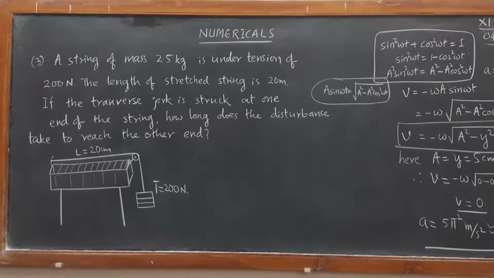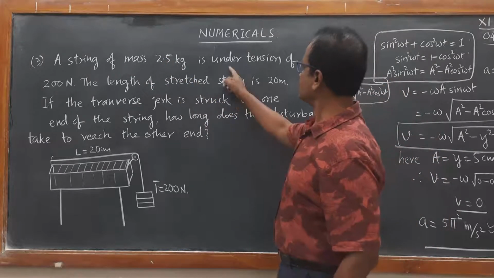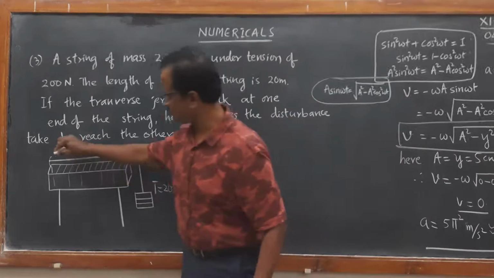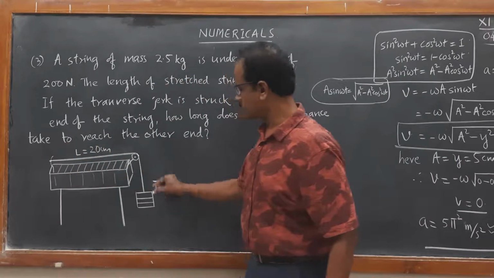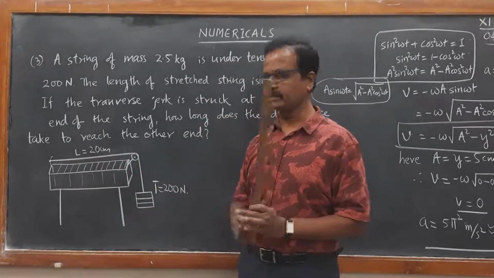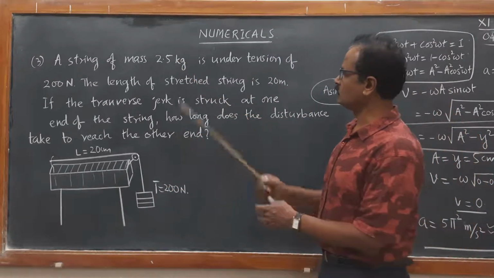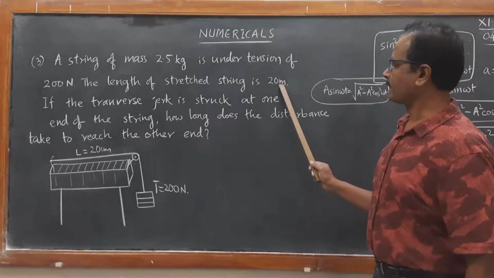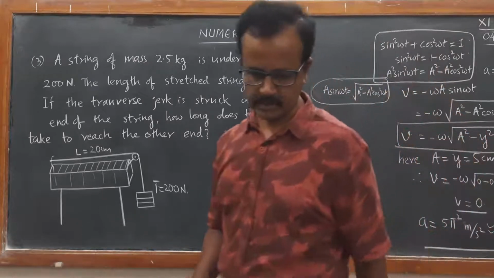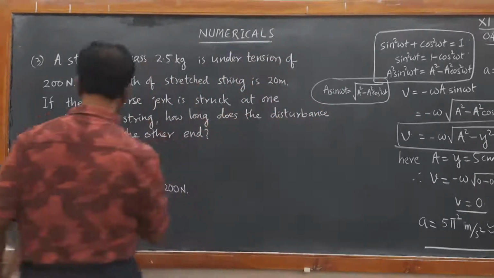Look at this interesting problem. There is a metallic string of mass 2.5 kg under a tension of 200 Newton. You can see one end of the string is connected to a rigid support and the other end is connected with some slotted weights, so that this string is under tension of 200 Newton and the mass of the string is 2.5 kg. The length of the stretched string is 20 meter. It is not 20 centimeter, it is 20 meter.